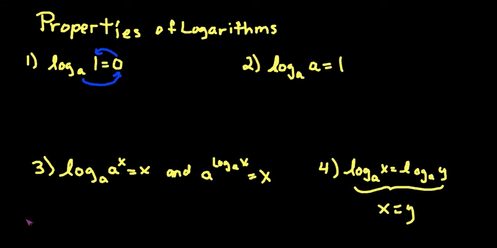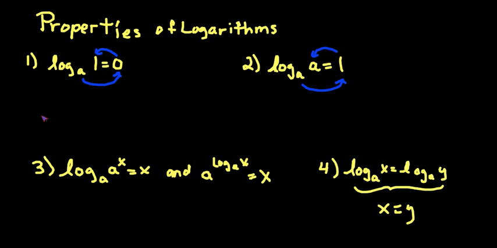Pretty simple. Second property: anytime the base and the value in front match each other, in this case base a of a, our solution is always going to be 1. And doing the circle, a raised to the first power gets me back a. So pretty much common sense with those two. A couple situations that we could look at.